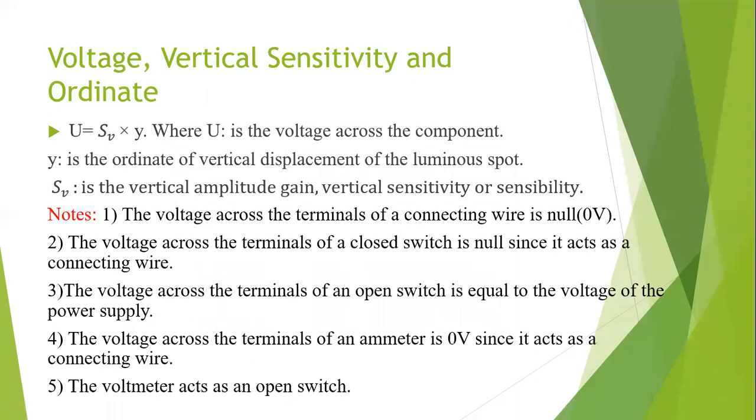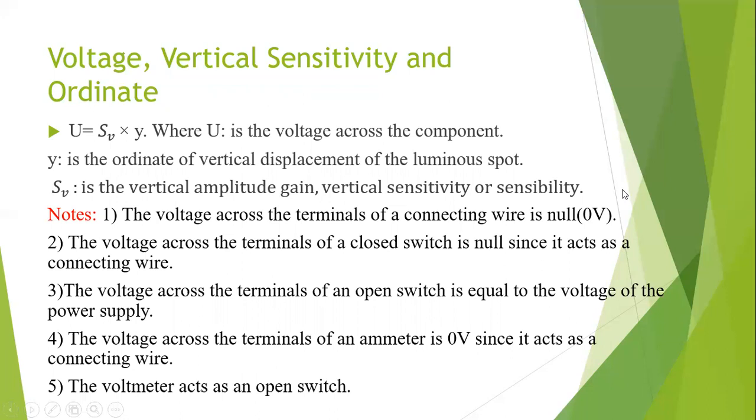So voltage, vertical sensitivity, and ordinate. What are these three terms? We have the relation that is used with the oscilloscope to measure the voltage. We have U equals SV times Y, where U, or U maximum, is the voltage across the component. Y is the ordinate, the vertical displacement of the luminous spot. SV is the vertical amplitude gain or vertical sensitivity or sensibility.